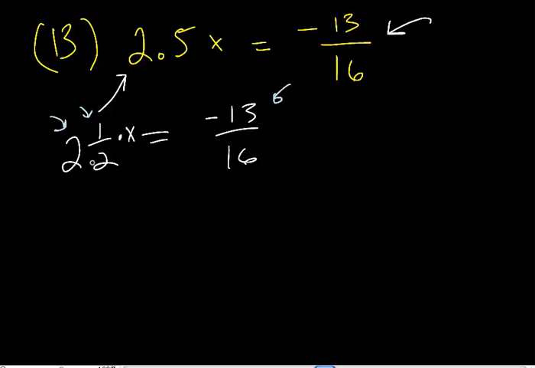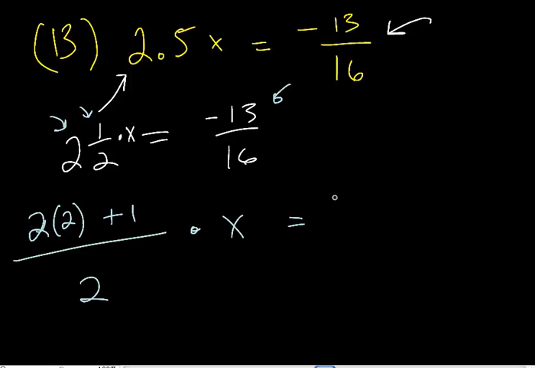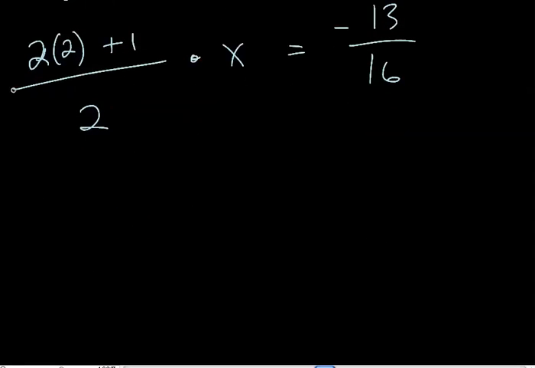So how do I do that? 2 times 2 plus 1. This denominator times the units plus 1. That's 2 times 2 plus 1. All of that is over 2. Right? And that's times x, and that's equal to negative 13 sixteenths. Okay. So 2 times 2 is 4. 4 plus 1 is 5. 5 over 2 times x equals negative 13 sixteenths.